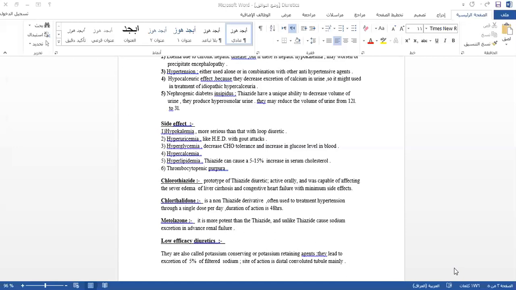Metolazone is more potent than thiazide and, unlike thiazide, can work in advanced renal failure. We mentioned that the thiazide or moderate efficacy diuretics do not work if the GFR is below 20 ml per minute, except metolazone, which can cause excretion of sodium in advanced renal failure.